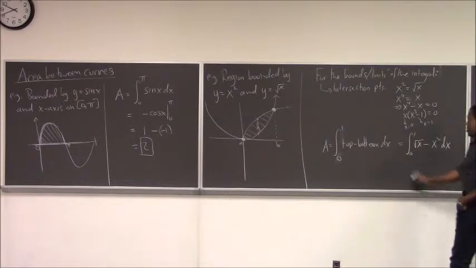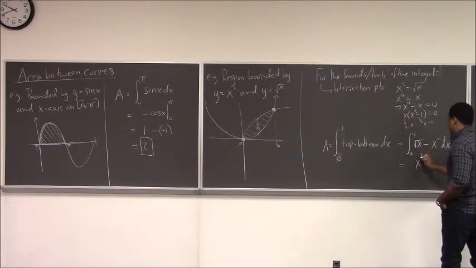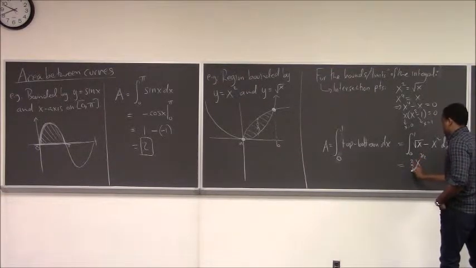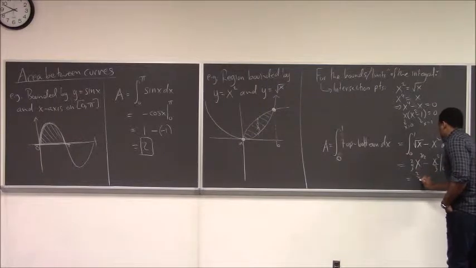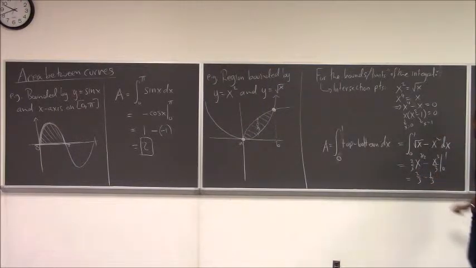So this guy is x to the 1/2, add 1 to the power, you get 3 halves, divide by the new power, you get 2/3. This gives you x cubed over 3 between 0 and 1. That gives you 2/3 minus 1/3, which gives you 1/3.